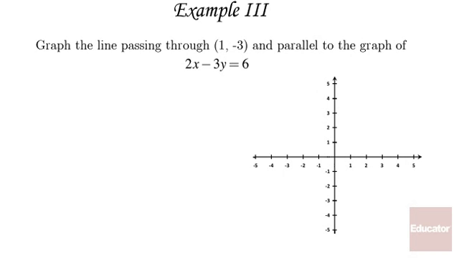Okay. Graph the line passing through 1, -3, and parallel to the graph of this equation. Well, I have my point. That's 1, x is 1, y is -3. So I have my starting point. I need my slope. And I'm not directly given the slope. However, I'm given a parallel line. And recall that parallel lines have the same slope.